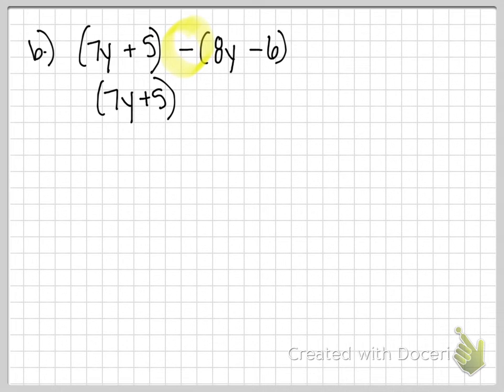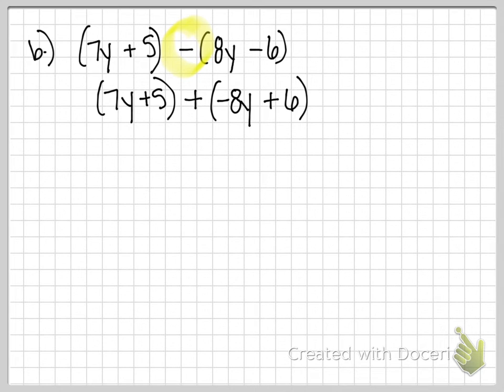My first term stays the same, 7y plus 5. Now I come to my minus sign. This is where things change. The minus becomes a plus. And then inside my parentheses, I change the sign of every term. I take its opposite. 8y was positive, so it needs to become a negative 8y. -6 should become what? Plus 6. Positive 6. Take the opposites.